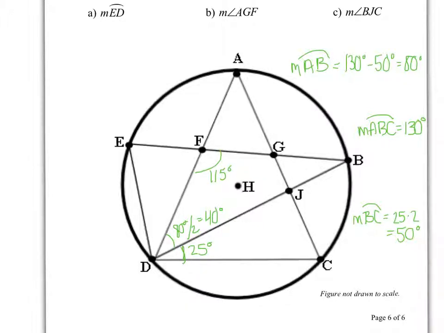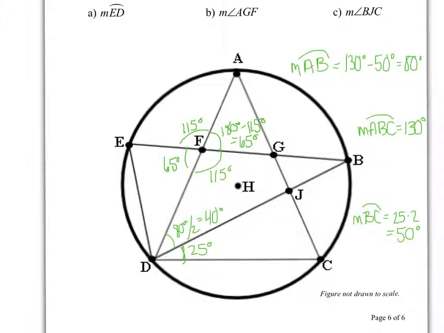Just real quick, another thing that I notice is if this is 115 degrees, I can figure out this angle because 180 degrees minus 115 degrees is going to be 65 degrees, which means this angle is 65 degrees because of vertical angles, and this angle is 115 degrees.